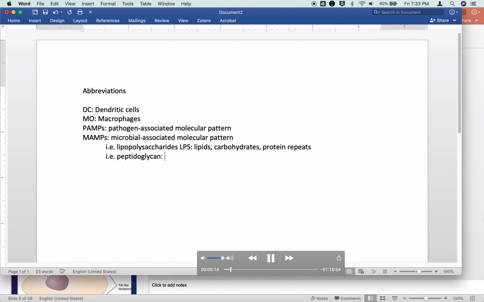In this case, we're talking about NAG and NAM sugars that are repeated over and over, or repeats. There are a number of other ones that fit into this category. In fact, we have the ability to recognize about 9 different types of molecular patterns. This is considered a non-specific recognition, though.